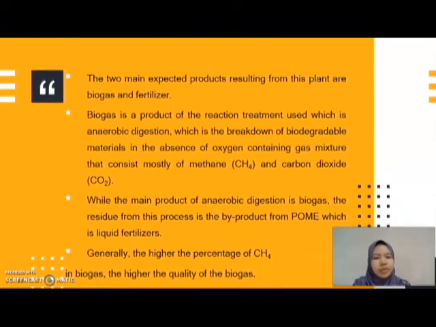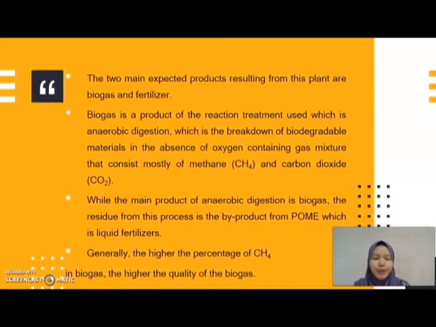Okay, the two main expected products resulting from this plant are biogas and also fertilizer. As you all know, biogas is a product from the treatment used, which in this project is anaerobic digestion. It is a breakdown of the biodegradable material in the absence of oxygen, producing a gas mixture that contains mostly methane gas, CH4, and also CO2. While the main product of the anaerobic digestion is biogas, the residue from this process, which is a byproduct from POME, is a fertilizer. And the fertilizer itself can be used for other purposes.